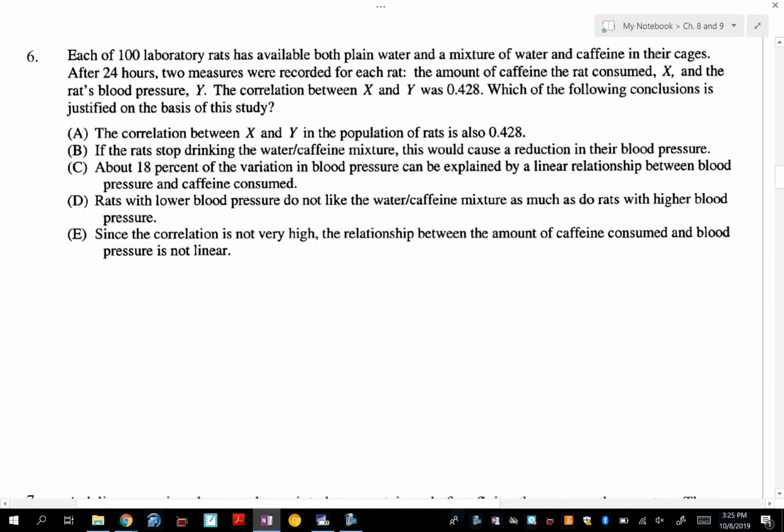All right. Now this is talking about the relationship between the amount of caffeine that a rat consumes and the blood pressure in that rat, which is Y. So it says R is 0.428. So that's a moderate linear relationship between these. It's not weak, it's not strong, somewhere in the middle.